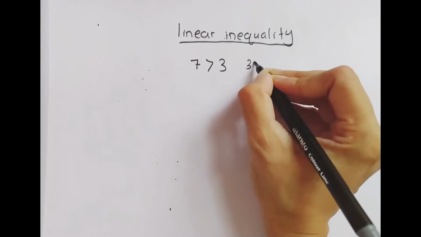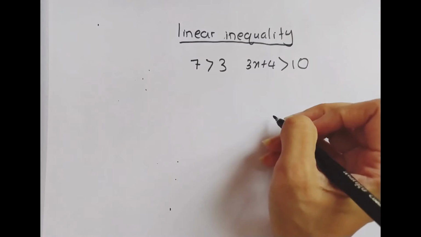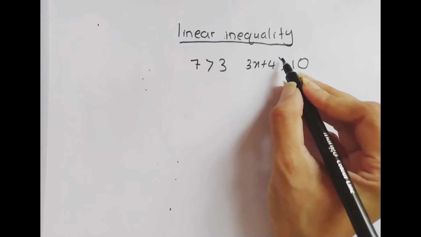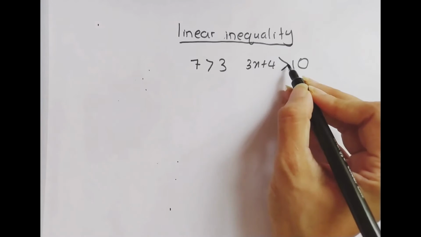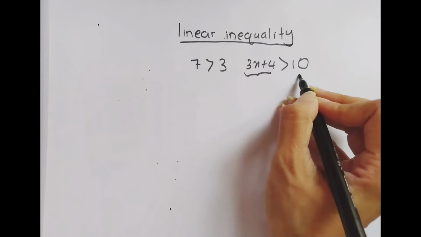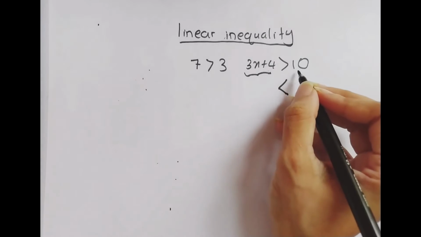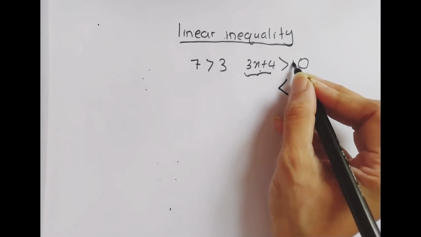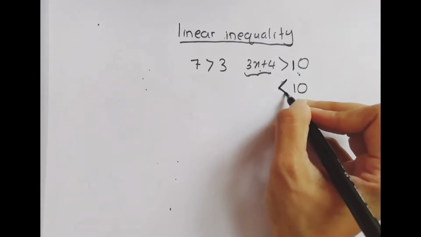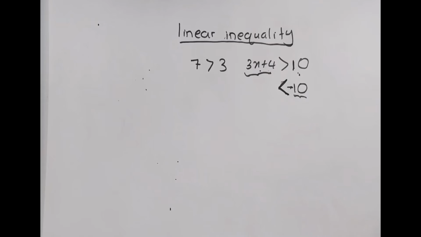Now think 3x plus 4 greater than 10. So this is an inequality. Instead of the equal sign, you have this, which means this is greater. So this is greater than 10. If it is like this, this means this is less than 10, because 10 is the larger one here. See, this is open towards 10. So it is greater than 10.